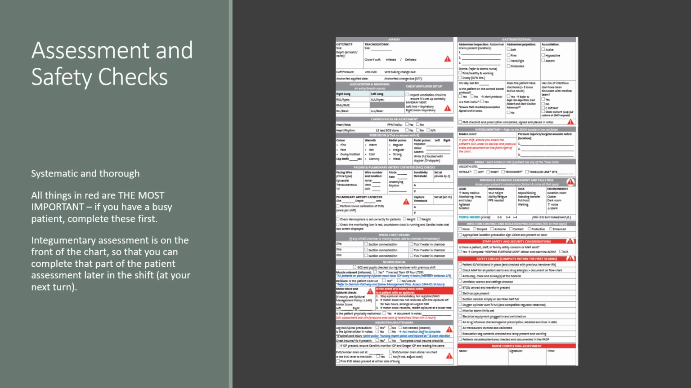All things that are in red are the most important. If you have a busy patient, do those first. So at least you start your shift knowing that you've got everything in place for safety. The skin assessment, like I've said, is on the front of the chart, and it's there so that if you don't get a chance to do it at this time, then you can do it at your next turn. So that might not coincide with your patient assessment. So that's why it's on the front.